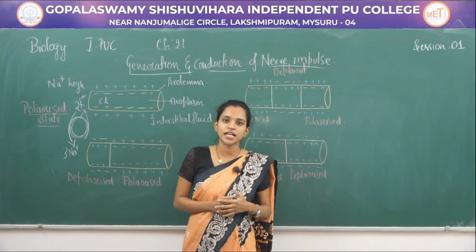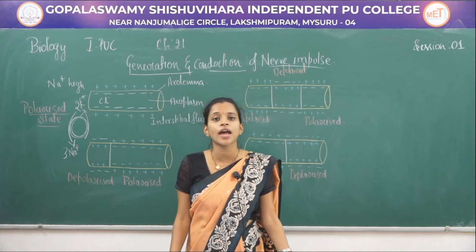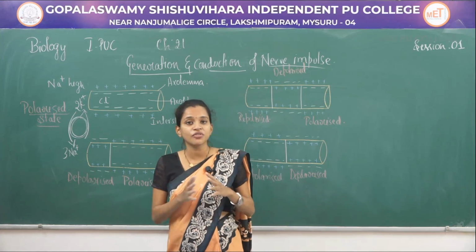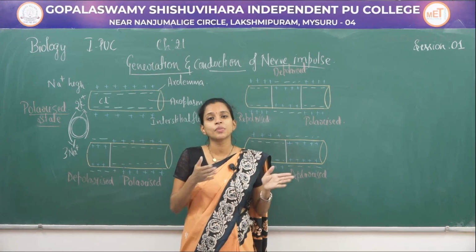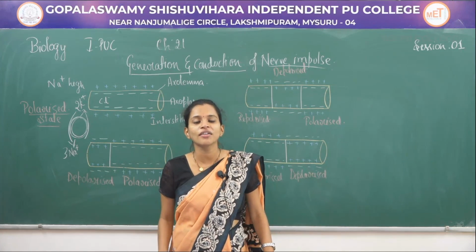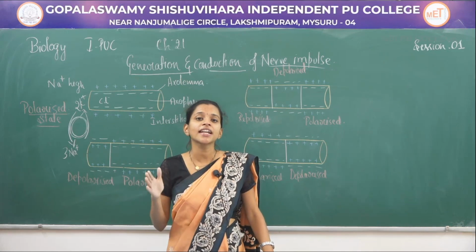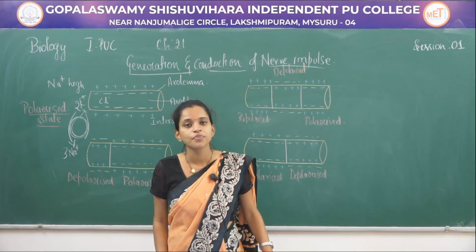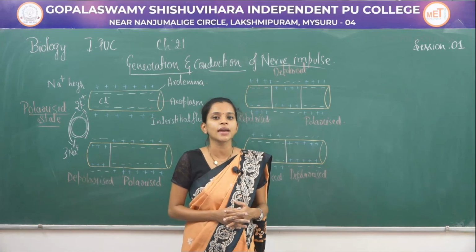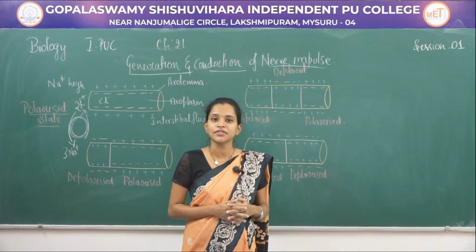Apart from this one, we have studied different types of neurons based on axon and dendrites. We also have studied about types of axons, which includes myelinated and non-myelinated. Apart from this one, we also have studied about generation and conduction of nerve impulse. That is all in today's session. In next session, we will be studying about transmission of the nerve impulse.